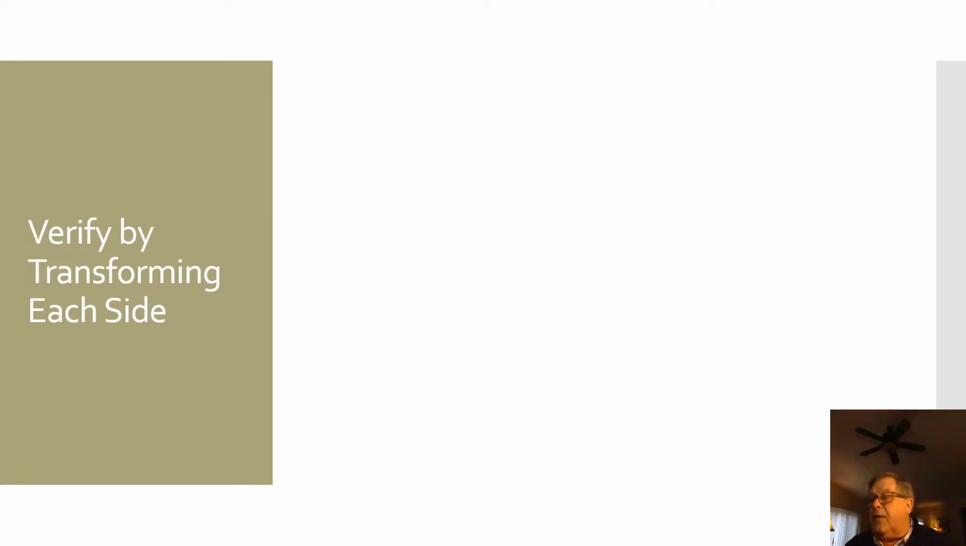Well, now we get to verify trig identities by transforming each side. So let's get a little experience with this. Here we're asked to verify that the cosecant squared of theta minus the cotangent squared of theta is equal to the cotangent squared of theta times the tangent squared of theta.